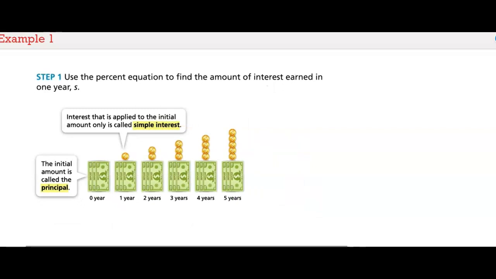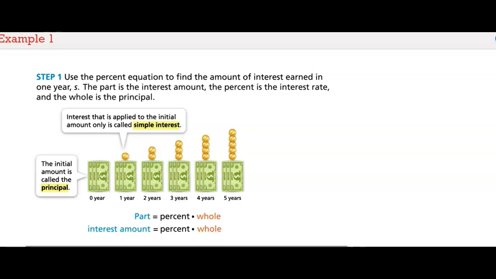Step 1. Use the percent equation to find the amount of interest earned in 1 year, S. Part is equal to percent times whole. In this situation, the part is the interest amount, the percent is the interest rate, and the whole is the principal. An interest rate is a percent similar to percent increase. It tells you how much interest you will earn as a percent of your principal.